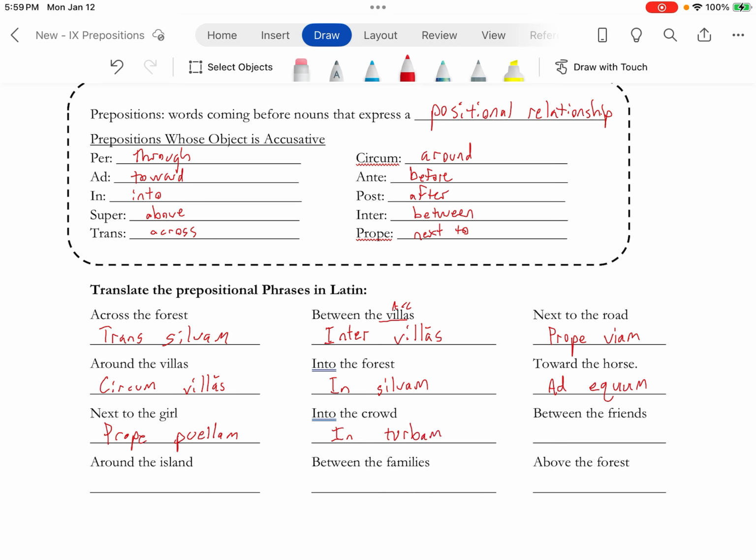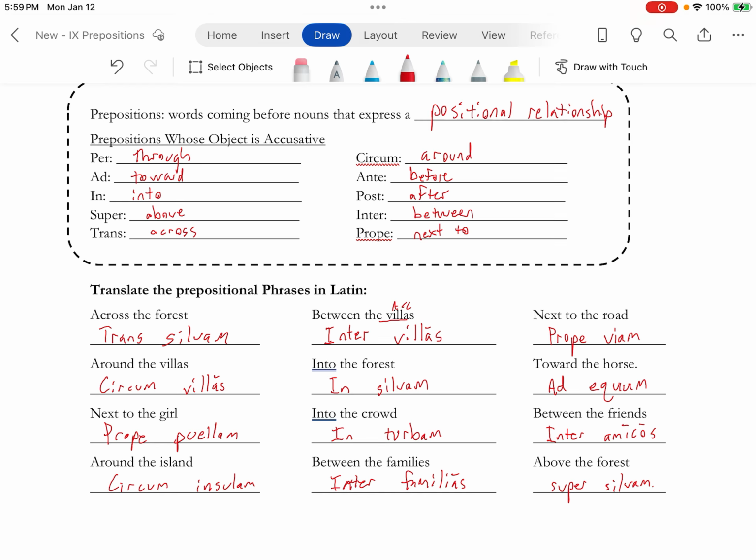Between the friends. Inter. And friends is amicos. Accusative plural. Around the island, circum, and then island needs to be accusative, so insulam. Between the families, inter. And then families needs to be accusative because it's the object. And then above the forest, super.